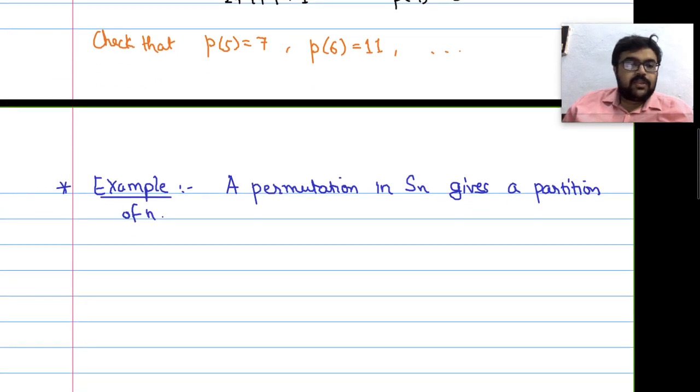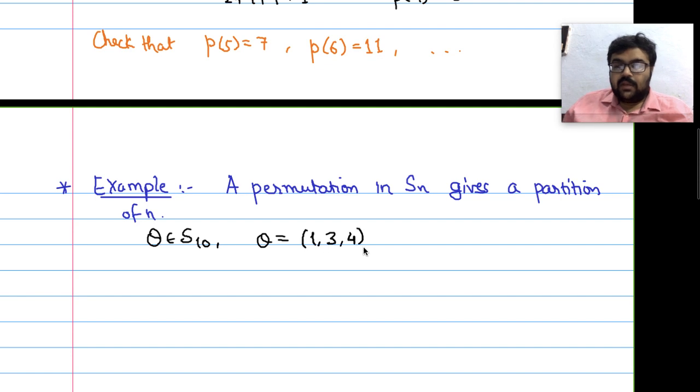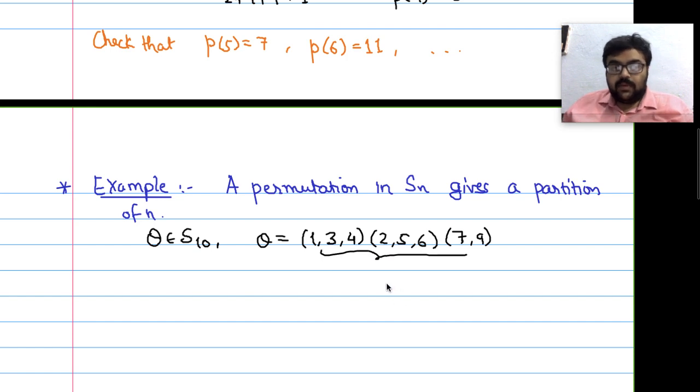For example, let us take theta belonging to S10, and theta equals, we know every permutation can be written as a product of disjoint cycles. So let us write theta as, suppose this is a 3 cycle, (1 2 3)(1 3 4), then we have, let us say, (2 5 6), and we have (7 9). So from this we cannot conclude that theta is an element of S10, because 10 is missing.